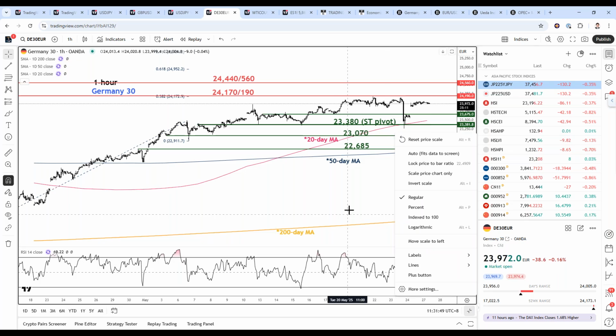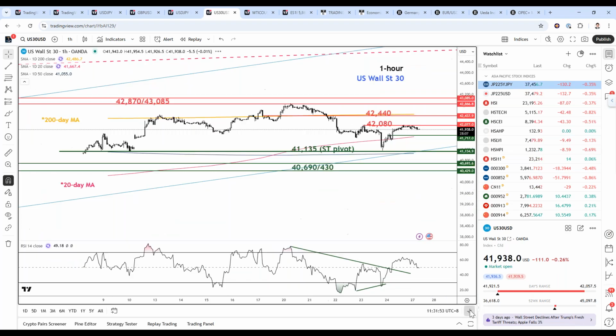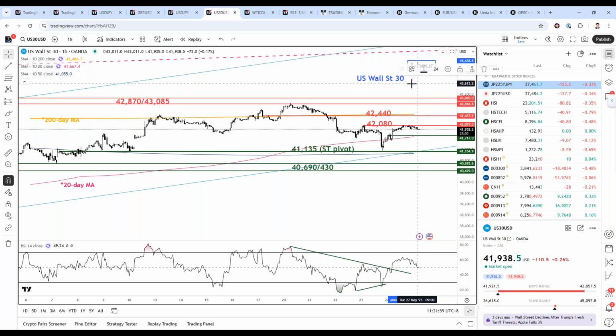Onward next will be the major US stock indices, starting with the US Wall Street 30. Yesterday, because of the closure of the US cash stock market due to a public holiday, there was not much action as it tried to trade sideways below the first resistance level, which is 42,080, which I highlighted yesterday.